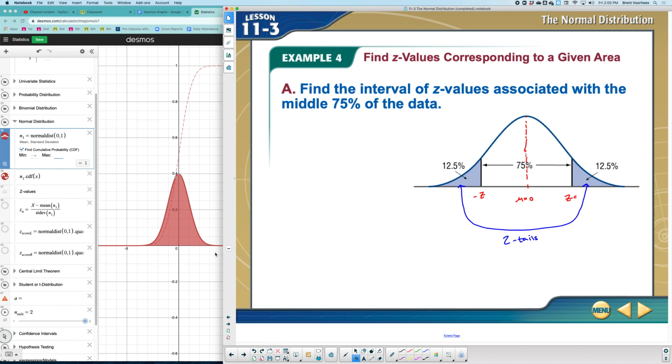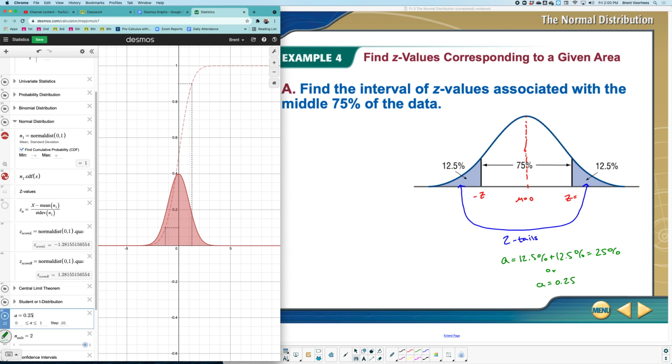So I'm going to take this value over here and make sure it's on 2. And now my A value is going to be the area or the percentage of that outside area. So A is going to equal 12.5% plus 12.5%, which is equal to 25%. Or we could say A is, for the calculator, 0.25. And that's what I'm going to type in here.